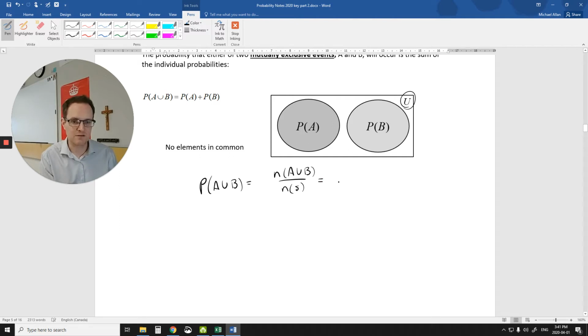So the number in the universal set. Okay, so that's in the universal set. I'm just going to change that to a U for the universal set. Okay, now the union between two things.